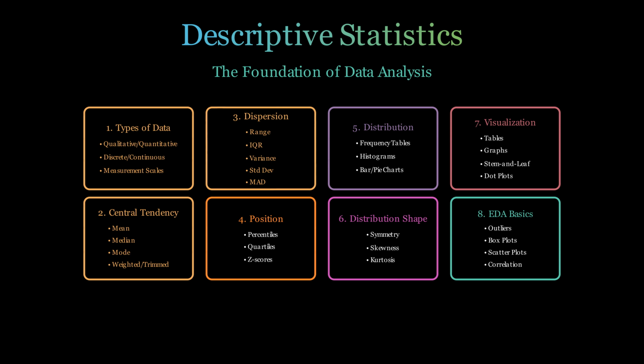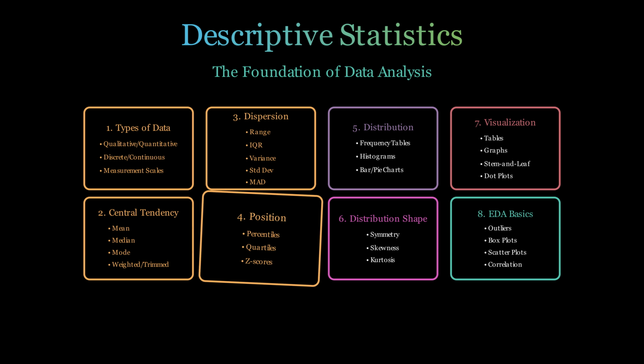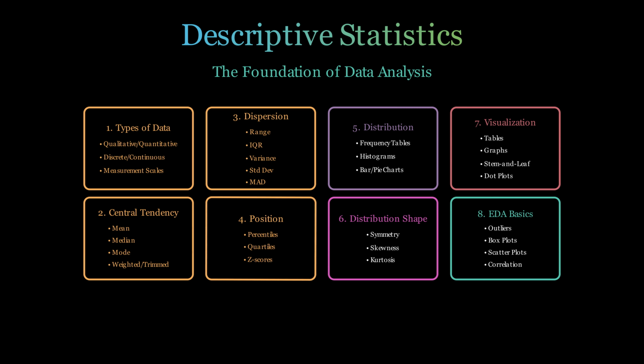Dispersion measures how spread out data is. Range shows total spread, while standard deviation measures typical distance from the mean. Position measures show where values stand relative to others. Percentiles rank positions, while z-scores measure distance from mean in standard deviations.